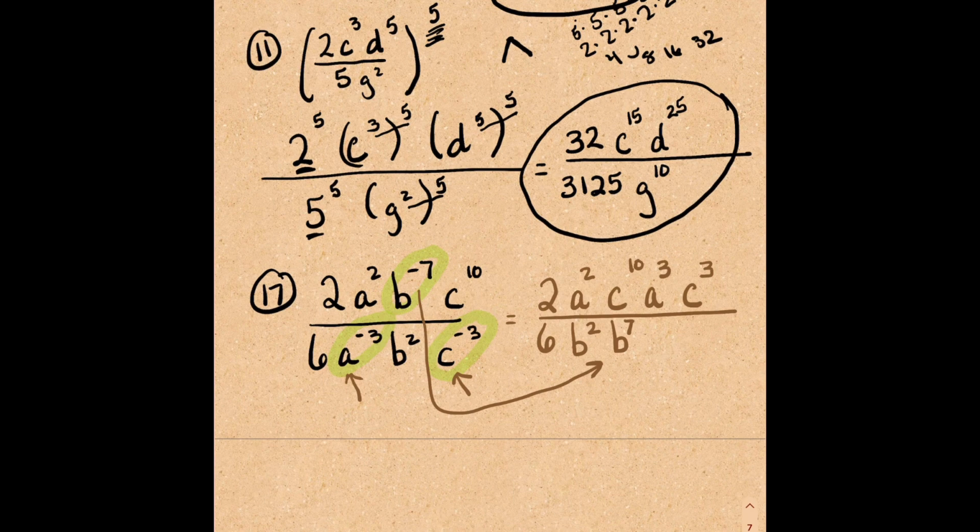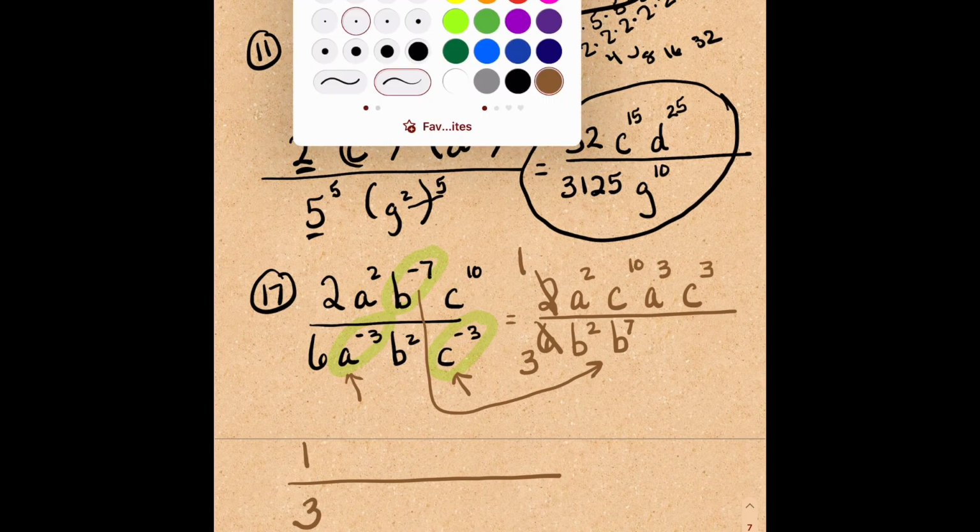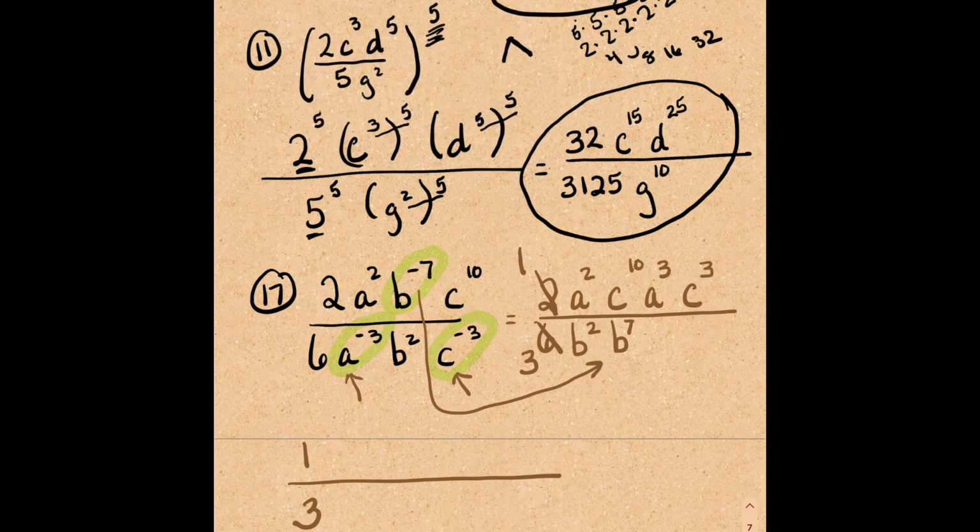Let's look at that 2 and that 6. Okay? There's a common 2, right? 2 goes into 2 one time, and 2 goes into 6 3 times. So we can have a 1 and a 3. All right. I happen to have lots of a's going on here.